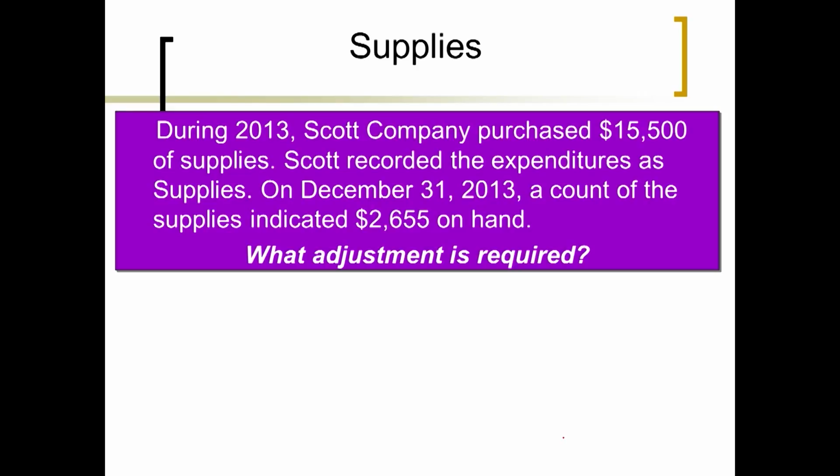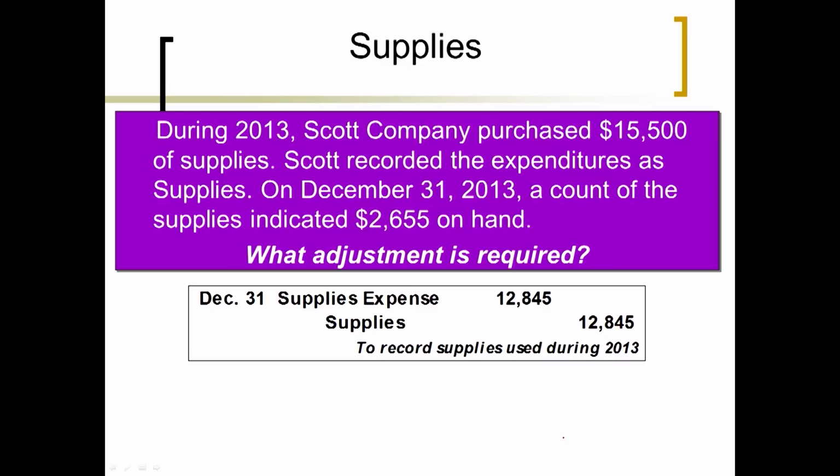Well, this isn't as easy of math, but do you see where the adjustment we would need to make is after we did that calculation, this company consumed $12,845 worth of supplies in 2013. So we have to decrease supplies or credit supplies for $12,845. And we book that expense into supplies expense for $12,845.